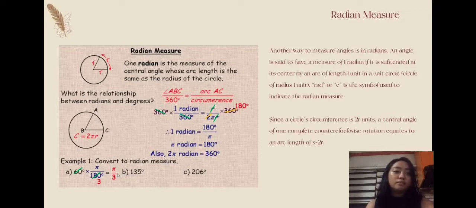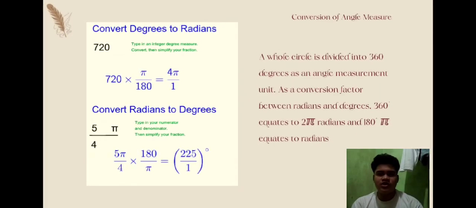As you can see below the picture, it shows how to find out what 1 radian equals in terms of degrees. In addition, I'd like you to know that rad or a superscript c is the symbol used to indicate the radian measure. One whole circle is equal to 360 degrees. When you equate, it is equal to 2 pi radians. The 180 degrees, which is half of a circle, equates to pi radians.